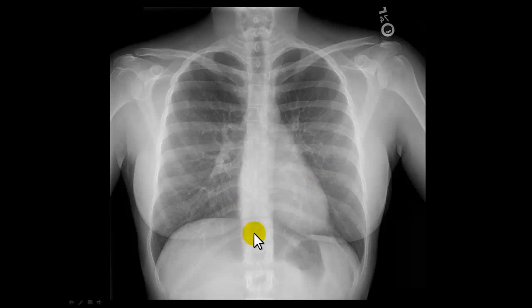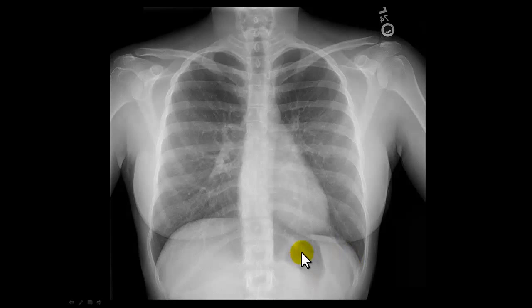Here we're going to go through a normal search pattern on a normal chest x-ray. First we'll take a quick gross look at the entire chest, make sure there's no asymmetry. Then we'll start here at the right upper quadrant and work our way across the midline looking underneath the diaphragms. We're looking for air or fluid.